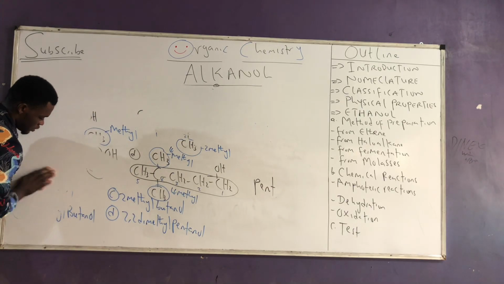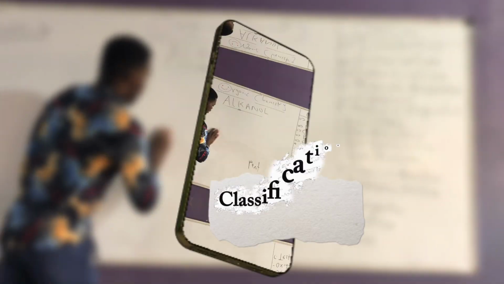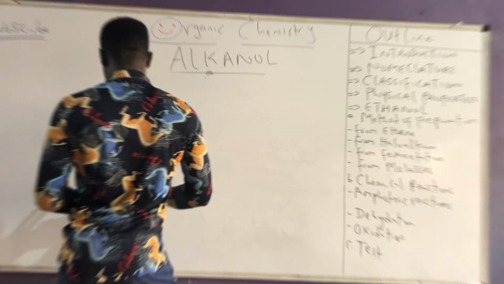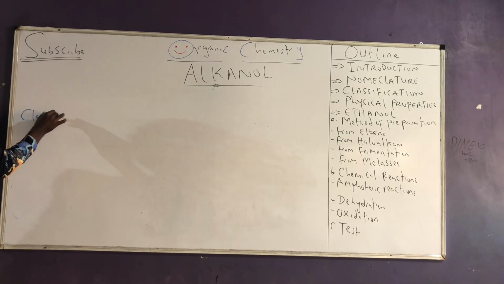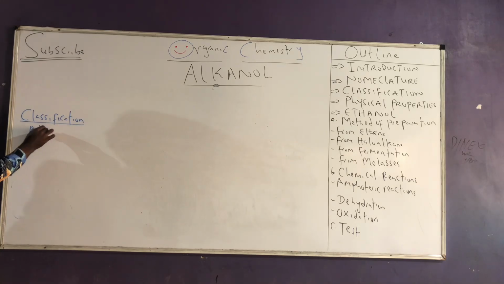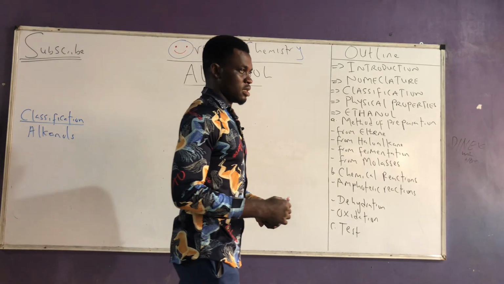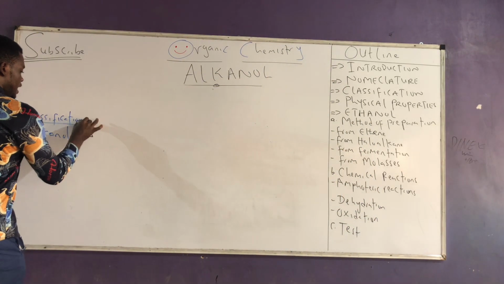Very simple. So now that we have established the nomenclature of organic compounds, now that we know how to name alkanols, the next thing we'll talk about is the classification of alkanols. Alkanols, very important, have a unique classification. Alkanols can be classified into 3 groups. How? Based on the number of hydroxy groups that are present. So based on the number of OH groups that are present, we can have 3 different types of alkanols.